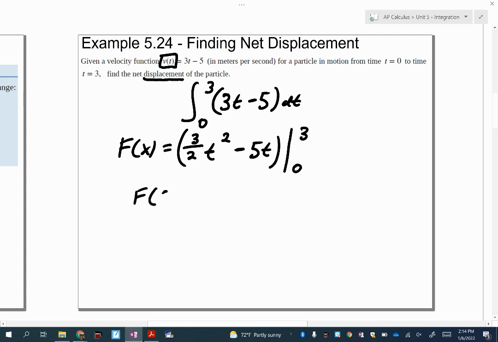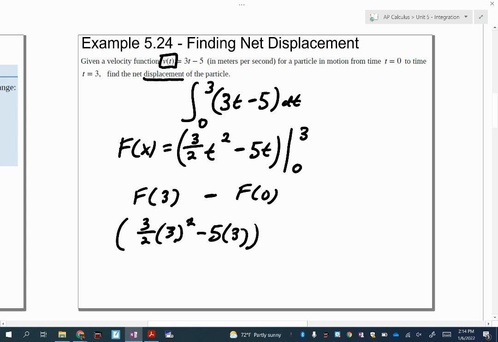So I have f of 3 minus f of 0. So that's going to be 3 halves times 3 squared minus 5 times 3 minus 3 halves times 0 squared minus 5 times 0. So whatever that is in decimals is going to be my area under the curve here, which essentially is our net displacement of this particle.